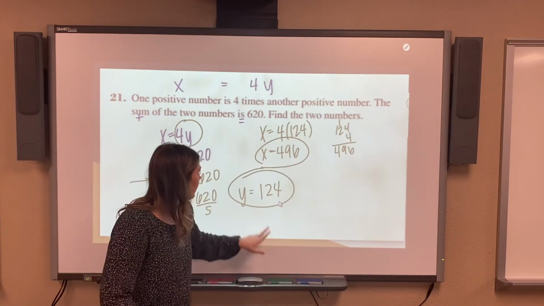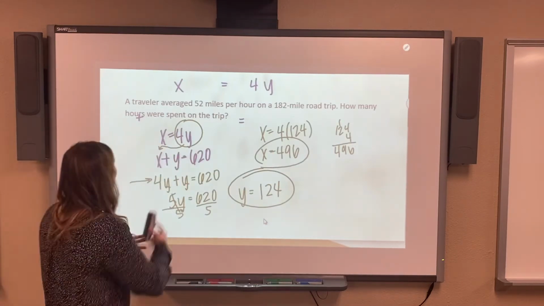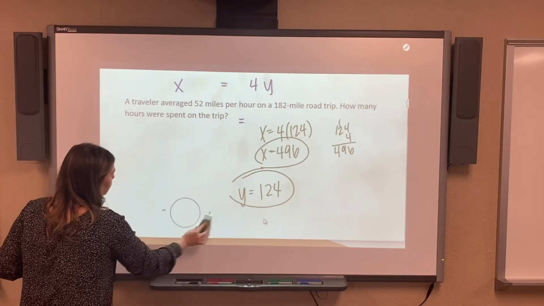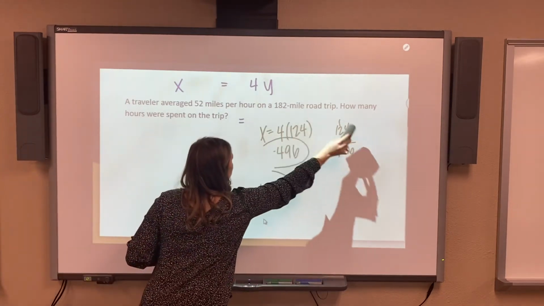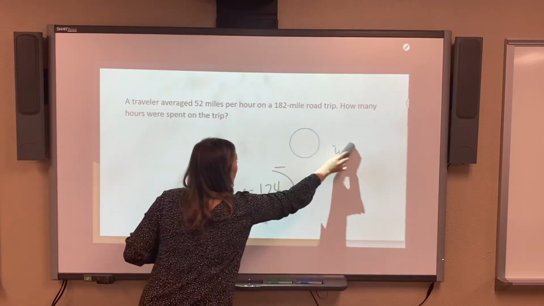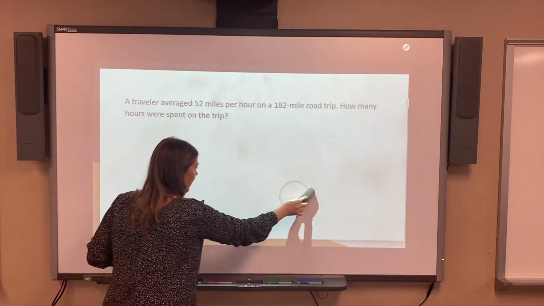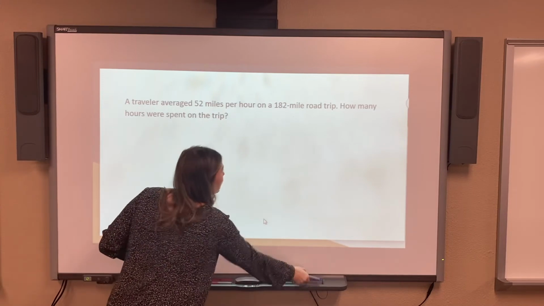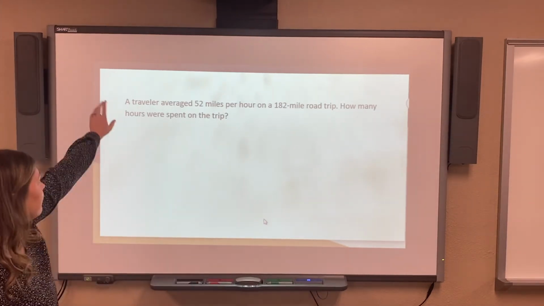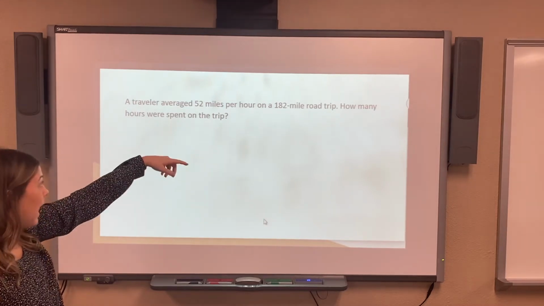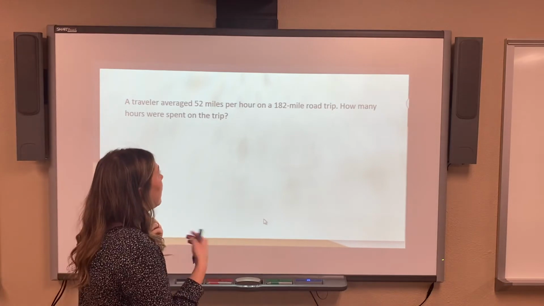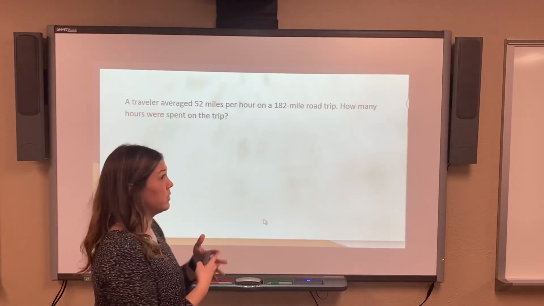Now let's talk about this next one. We have miles per hour, and we're going to do some proportions with our correct units, like unit conversions. If a traveler averages 52 miles per hour, so 52 miles for 1 hour, on a 182-mile road trip, how many hours were spent on the trip?